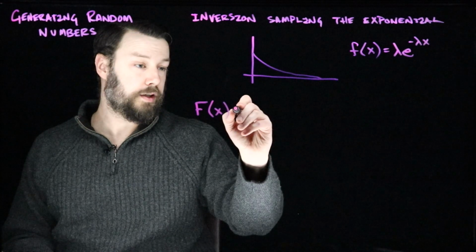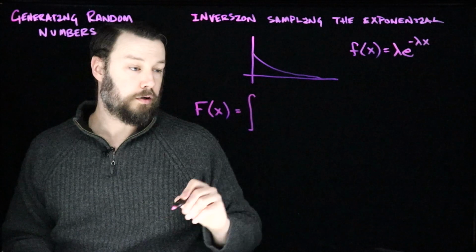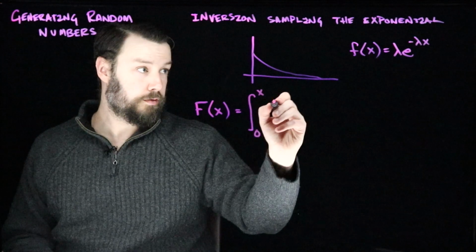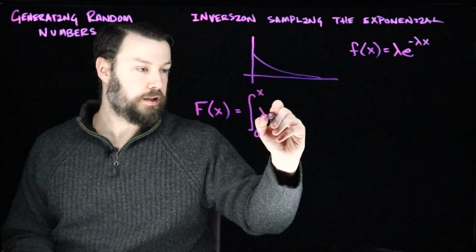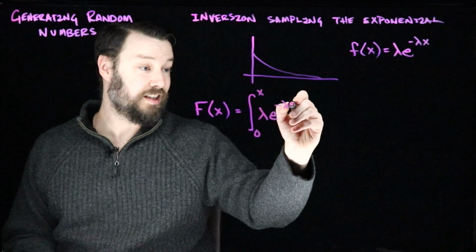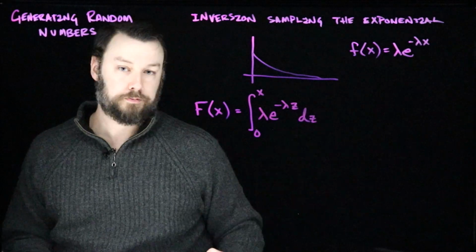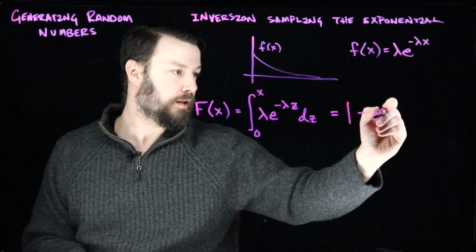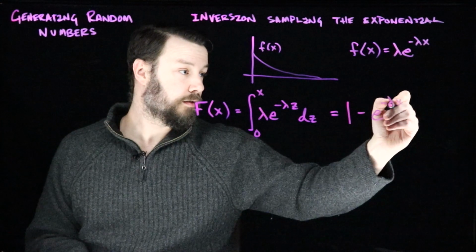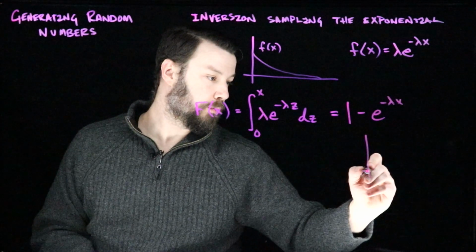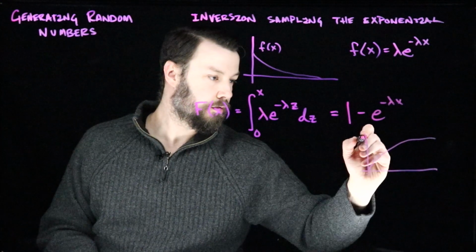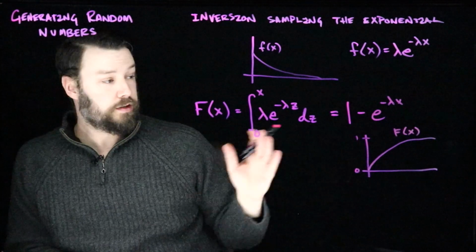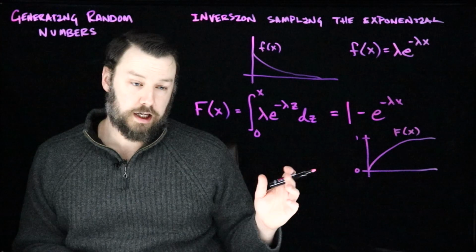Now remember that the CDF is the integral from, in this case, 0 up to x of the PDF. And I'll say z here as my dummy variable. This is not too hard to figure out, and you see that it is 1 minus e to the negative lambda x. And if we were to plot this, it would look kind of like this, going up to 1 from 0. And of course, the specific rate at which it does that depends on lambda. Now let's think about how we would invert that.